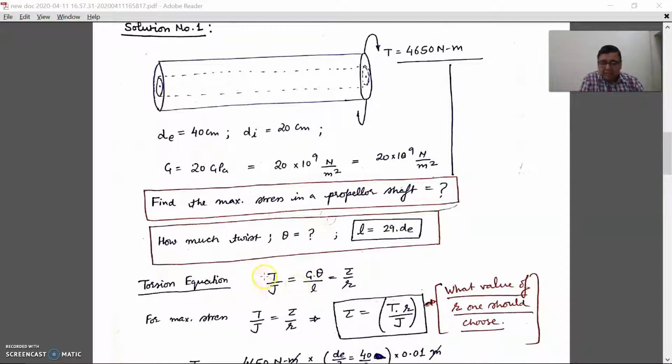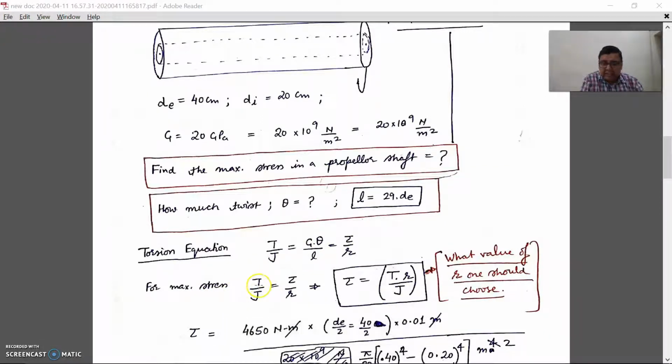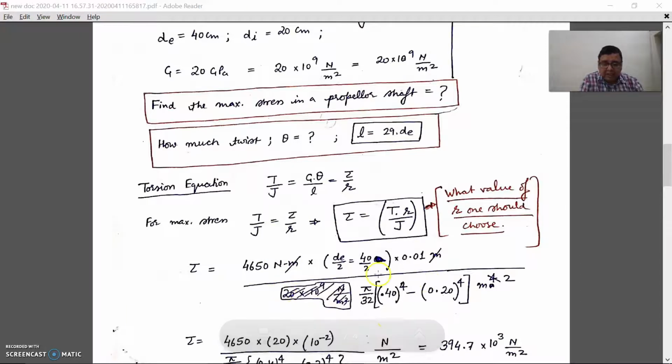So torsion equation is T by J is equal to G into theta by L is equal to tau by R, and for maximum stress T by J is equal to tau by R and tau is equal to T into R by J, right? Now in this, what value of R one should choose? This is very important, because as far as J is concerned, we are very clear that for hollow shaft it is J is equal to pi by 32 into d to the power 4 minus small d to the power 4, or external diameter to the power 4 minus internal diameter to the power 4.